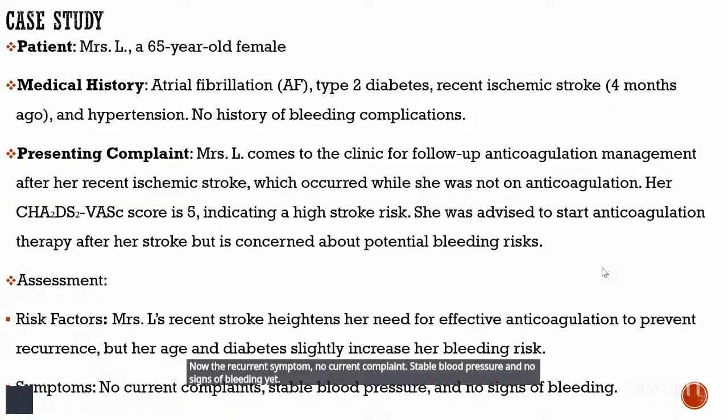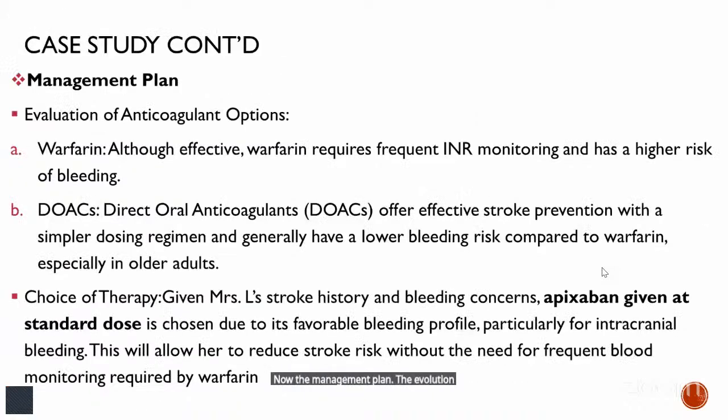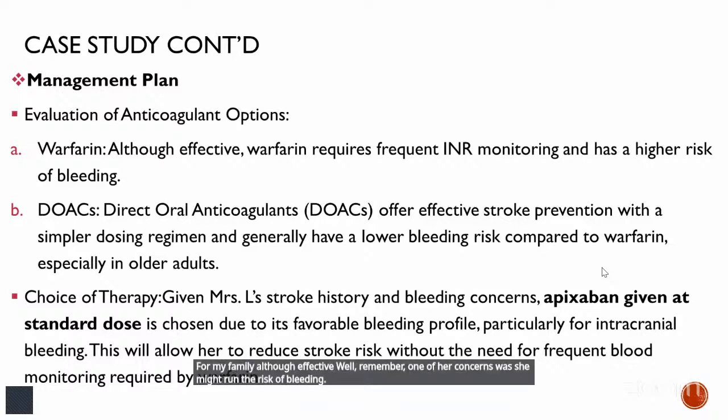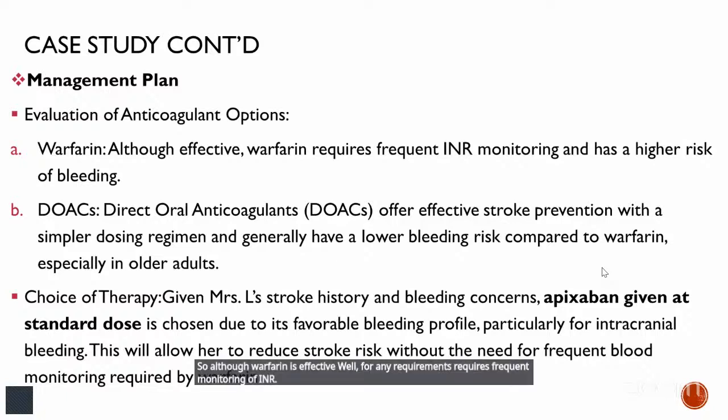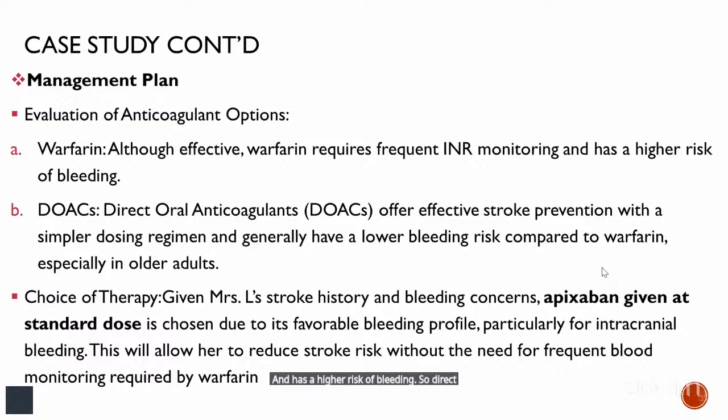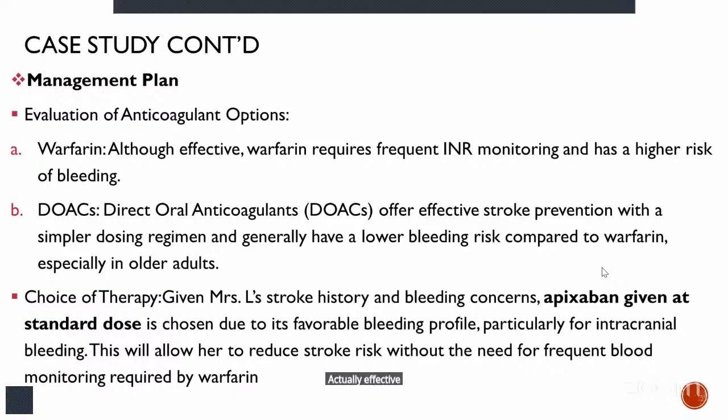Now, the management plan. First of all, the evaluation of anticoagulant options. Warfarin, although effective, remember, one of her concerns was she might run the risk of bleeding. Warfarin requires frequent monitoring of INR and has a higher risk of bleeding. Direct oral anticoagulants are effective to prevent stroke with a simpler dosing regimen, and generally have a lower bleeding risk compared to warfarin, especially in older patients.